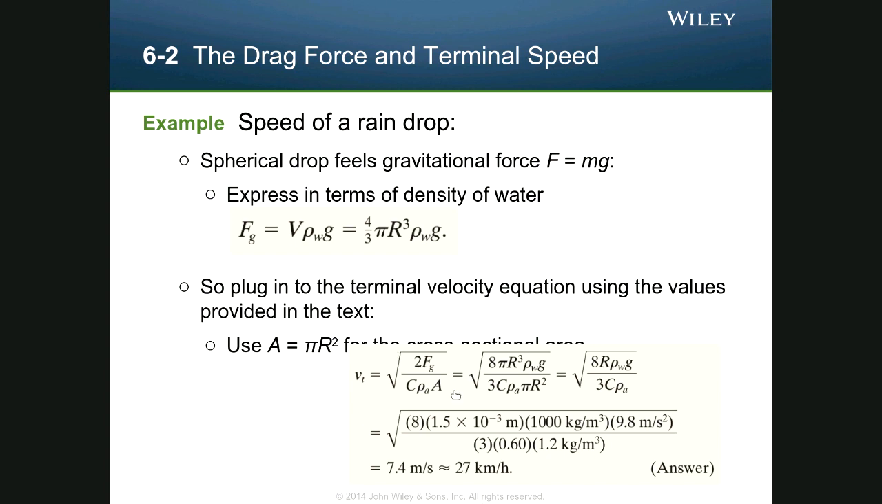And you can see here that we can solve for the terminal velocity. We have Fg. This becomes sort of a big thing, but you'll notice the r cubed cancels with r squared, and it simplifies quite a bit. And we get 27 kilometers per hour, or 7.4 meters per second.